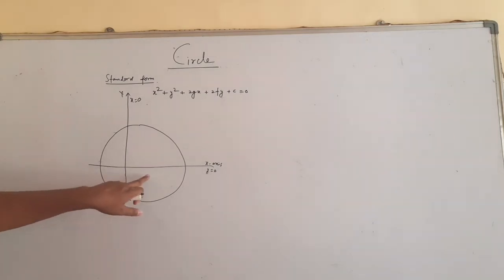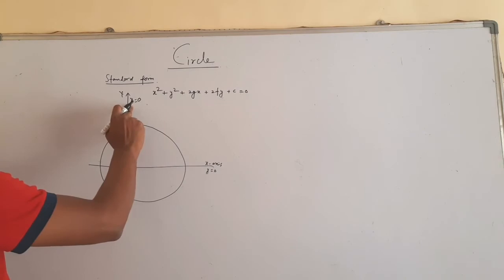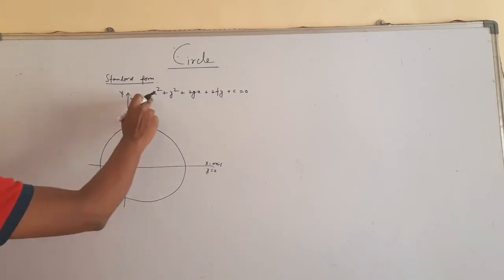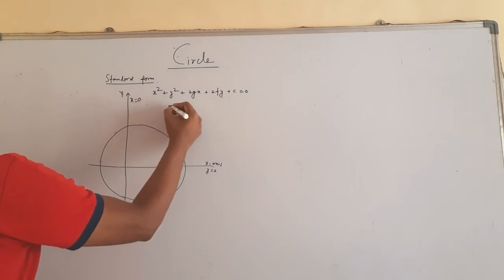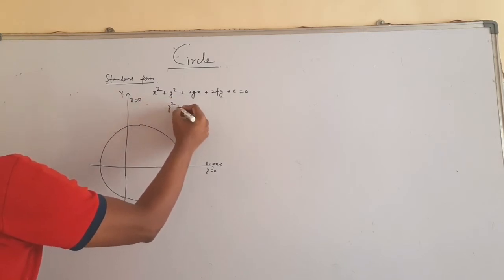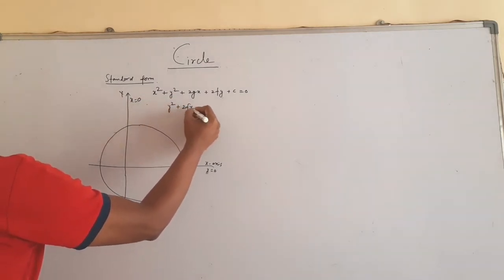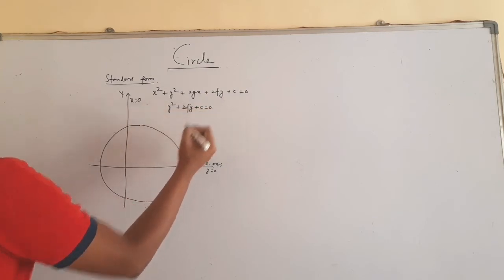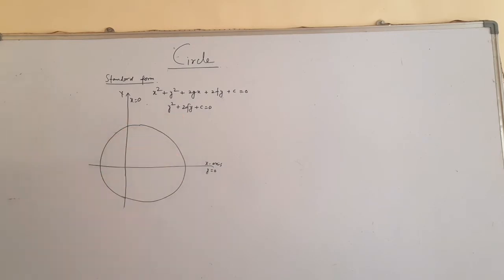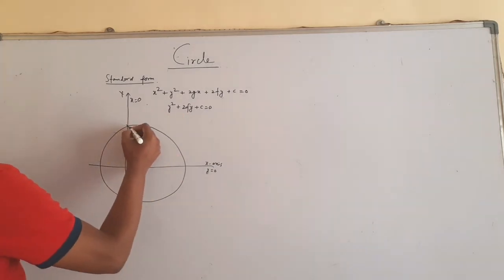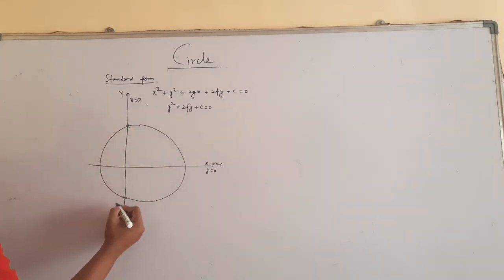So if you put the value x equal to 0, means this one. You are trying to find out the points where this line will meet. So if I say that x equal to 0, then what do I get? I get y square plus 2fy plus c equal to 0. Now this is a quadratic equation in y, and here we'll get the 2 points, one here and one here.